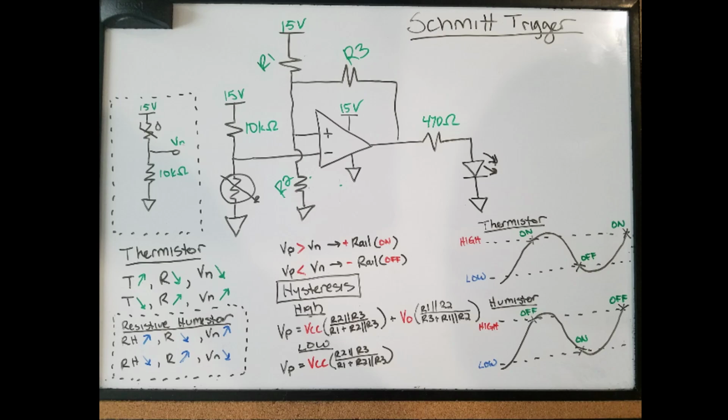So moving on to hysteresis, in the bottom middle, you see some formulas that represent the different thresholds for the voltage at the non-inverting terminal. As the op amp goes high, you essentially have a superposition of your reference voltage and the output voltage, which is the positive rail.